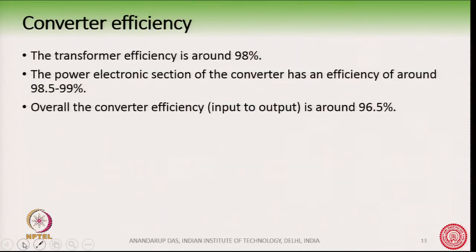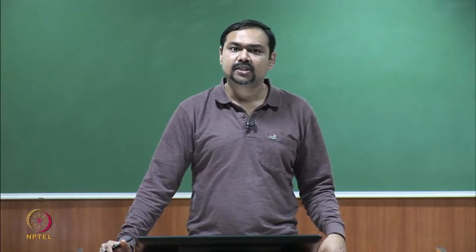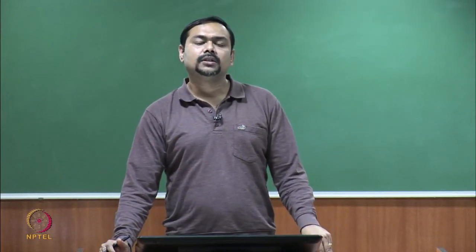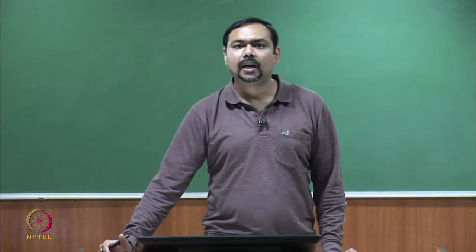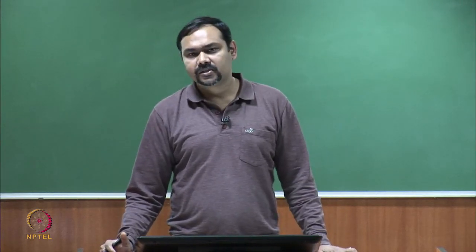And coming to the efficiency, the transformer efficiency is close to about 98%. Again, this is a very rough approximation, and the power electronics section of the converter has an efficiency of about 98 to 99%. So, the overall converter efficiency from the transformer primary to the motor is more than 96%. This is the efficiency range in which cascaded H-bridge converters generally operate.